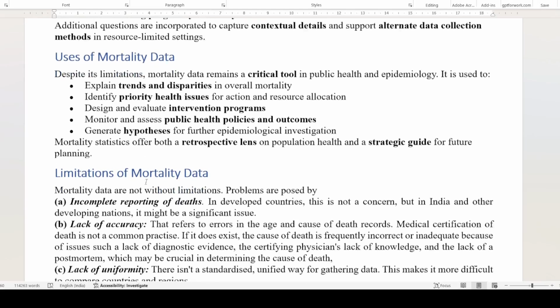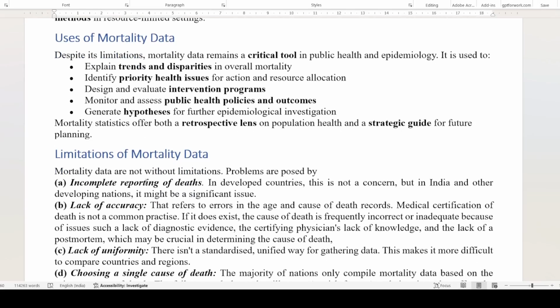Now we are talking of mortality data. What are the uses of mortality data to the epidemiologist? It is a very critical tool. It explains the trends, it explains the disparities, identifies the priority health issues which should be taken into consideration, designs and evaluates intervention programs, and monitors and assesses public health policies and outcomes, so that hypotheses can be generated and we can have a strategic guide for future planning.